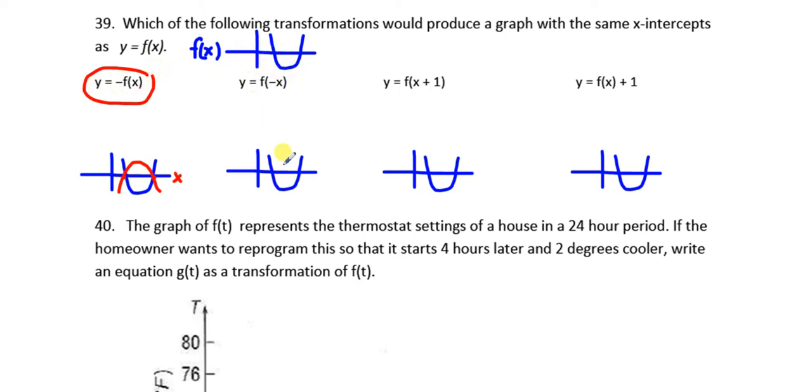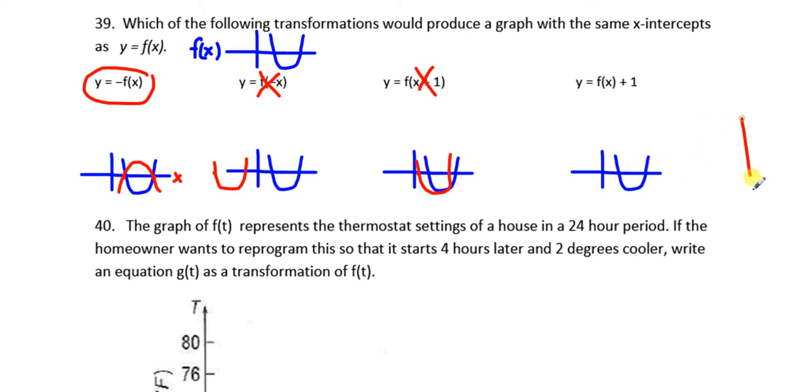f of negative x, we didn't really do transformations like that, but it flips it over the y-axis. So this graph comes over here. And it's obviously going to have different x-intercepts, so this one won't be. x plus 1, that's going to shift it 1 unit to the left, so it's going to be like this. And once again, not the same x-intercepts. And f of x plus 1, so everything gets lifted up 1. Well, it's going to cross at a little bit different point.